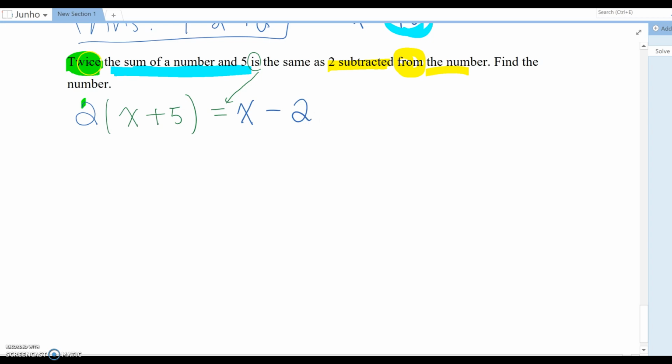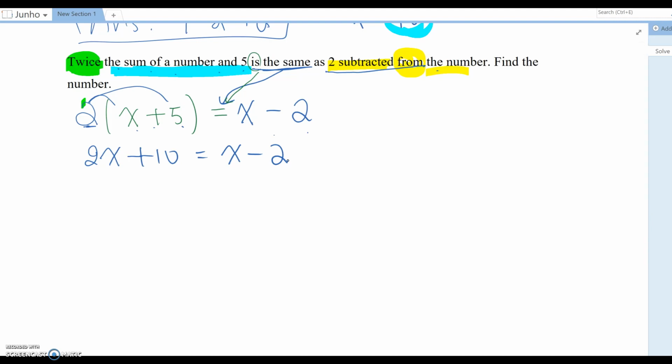So one more time, twice, 2 times, the sum of a number and 5, so x plus 5 is the same, so equal, 2 subtracted from, this way minus 2, the number, so x. Okay, now you open the parenthesis using distribution property, then 2x plus 10 equal to x minus 2. So we gather x on one side and numbers on the other side. So I'm gonna subtract x, at the same time subtract 8.